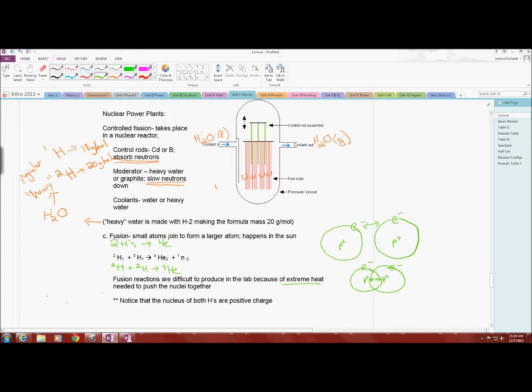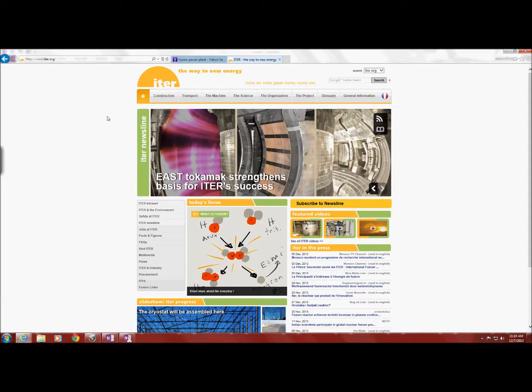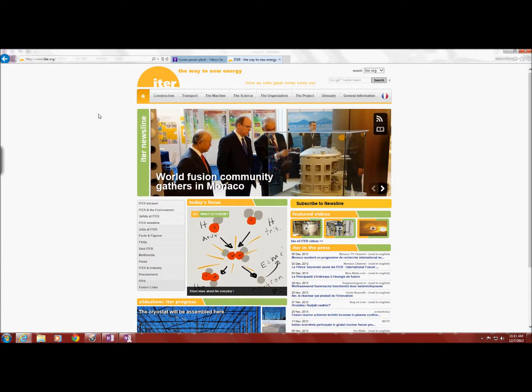They actually are getting closer. I used to think I would never see fusion power plants in my lifetime, maybe my children's, but not mine. But there is a multinational organization who is making large amounts of progress on this. So ITER, if you want to know more about it, you can go to iter.org. Here they have a little intro about what fusion is.